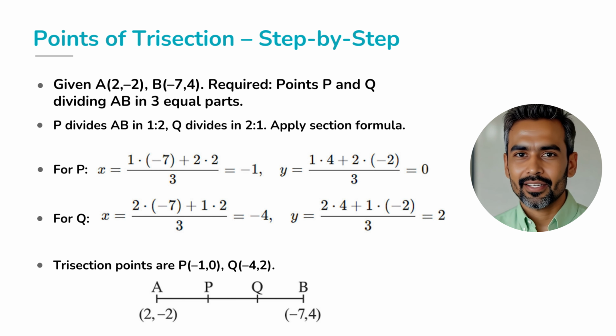Time for something juicier, trisection. Suppose A is at 2, -2 and B is at -7, 4. We need points P and Q that divide it into 3 equal parts. For P, ratio is 1:2. Plugging in, x becomes -1, y becomes 0. For Q, ratio is 2:1, giving x as -4 and y as 2. So the trisection points are -1, 0 and -4, 2. Just like cutting a chocolate bar into 3 equal pieces, math ensures each piece is fair.